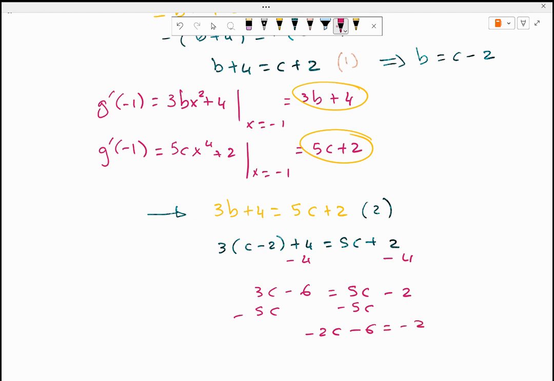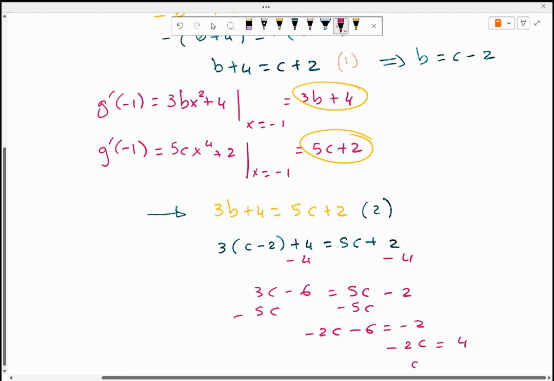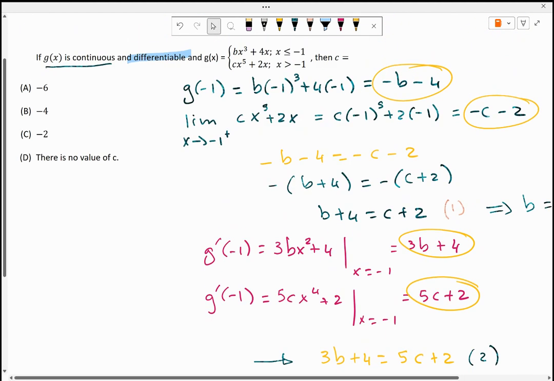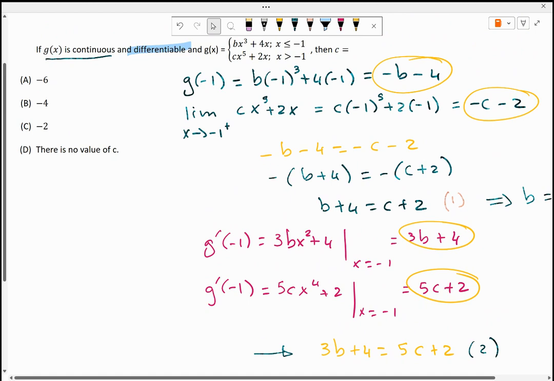Add 6 to each side. -2c is equal to +4. So c is equal to -2. And let's take a look at the values we had for c. Among our options, C here tells us that's the correct answer.